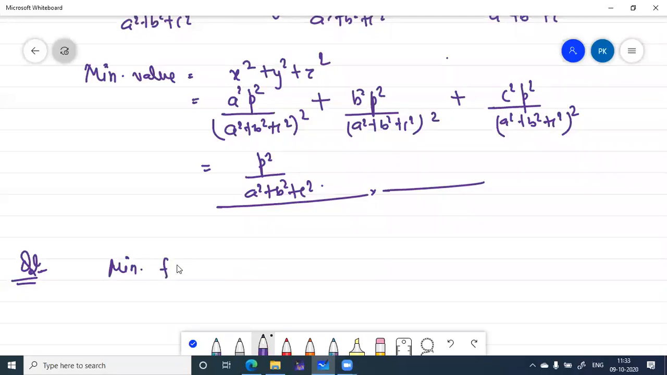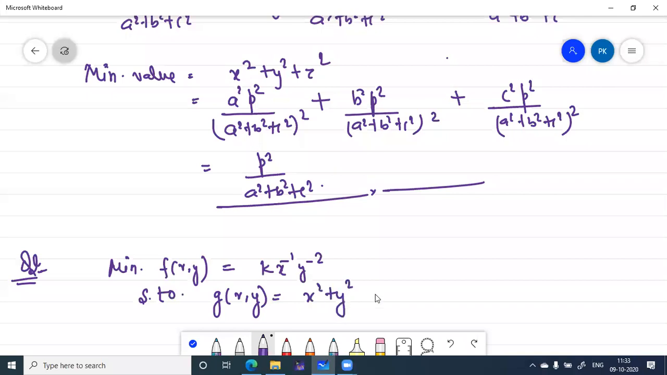In this problem, we have minimization of f of x y is equal to k x raised to the power minus 1 y raised to the power minus 2, subjected to g of x y equal to x square plus y square minus a square equals 0. So this problem consists of only two variables. Before this, we had three variables. So construct the Lagrangian function. The Lagrangian function here will be f of x y plus lambda g of x y.